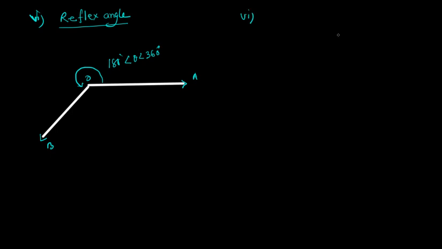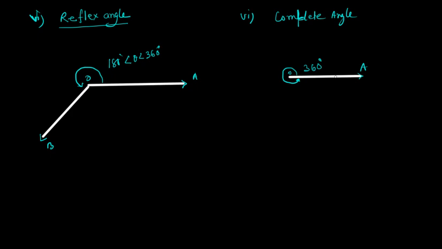And the sixth type of angle is called a complete angle. I think you understand the concept from the name itself. What is called a complete angle is nothing but the 360 degree angle. So it's the entire 360 degrees. The measurement of a 360 degree angle is called a complete angle.